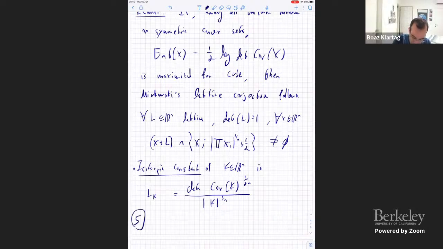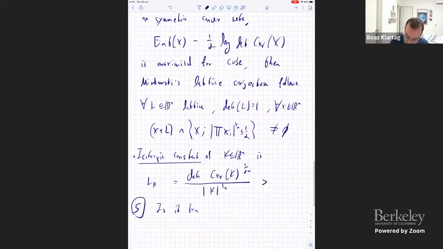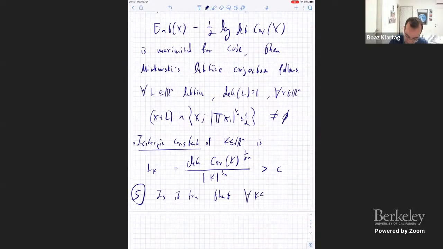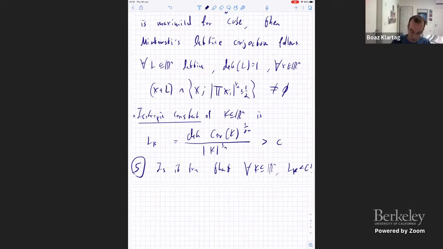So is it true that for any K in R^n, this is always at least a universal constant, and is it also at most a universal constant? That's the fifth equivalent formulation. Good. Okay, so now let's work with L_K.